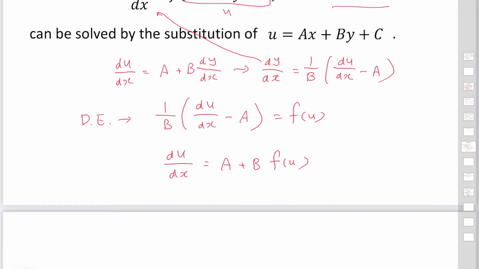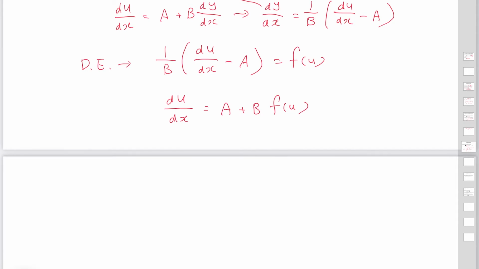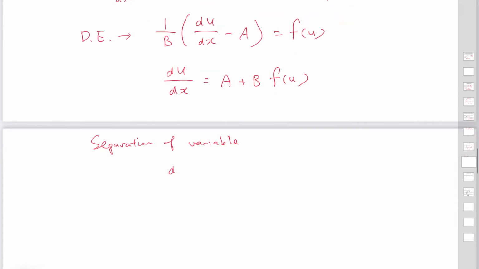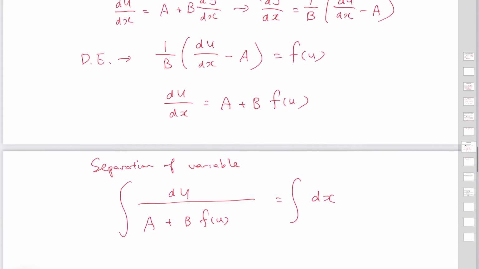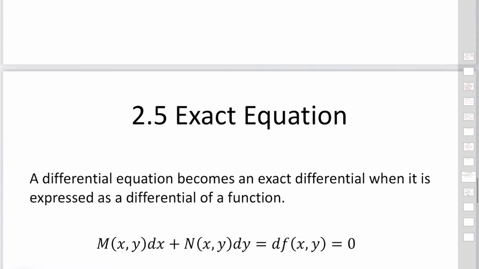The right hand side is only a function of u, so we use the method of separation of variables. So du over (a plus b f(u)) equals dx. And integrating both sides of the equation, we can find the solution for u. Once you find the solution for u, you can find the solution for y. Okay, this is a method of substitution to solve nonlinear differential equations.